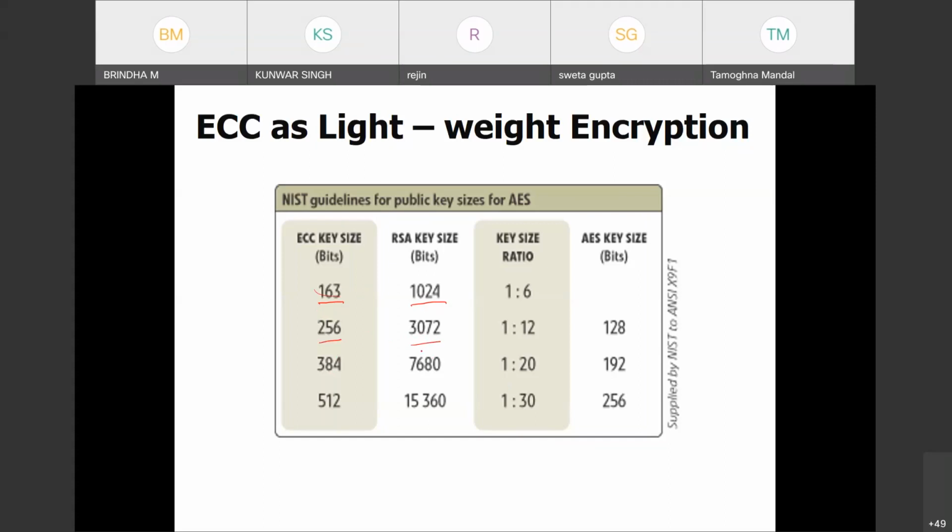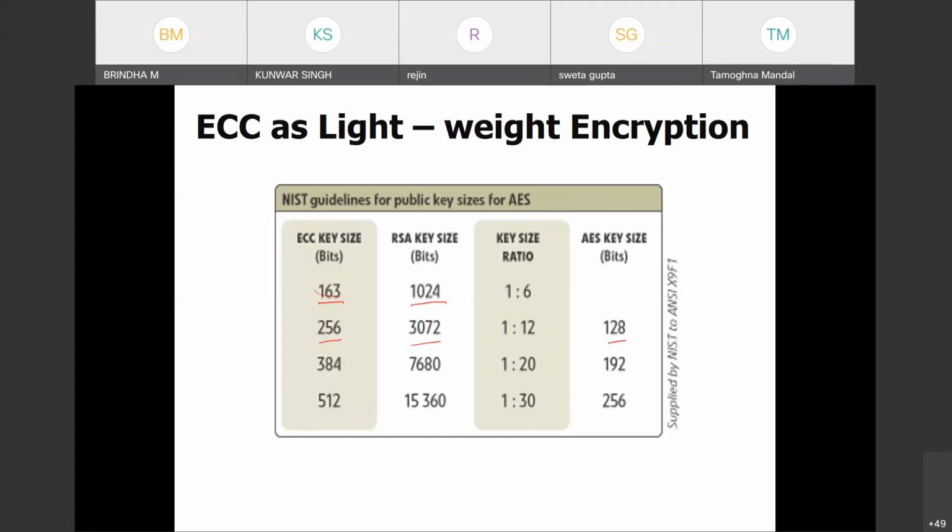Now, if you compare with the symmetric crypto system, AES, symmetric crypto systems are much more efficient than public key crypto systems. You can see AES 128 bit gives equivalent security to RSA of 3072 bits, a 1 to 24 ratio, and ECC of 256. So all the symmetric algorithms are much more efficient than public key cryptography.